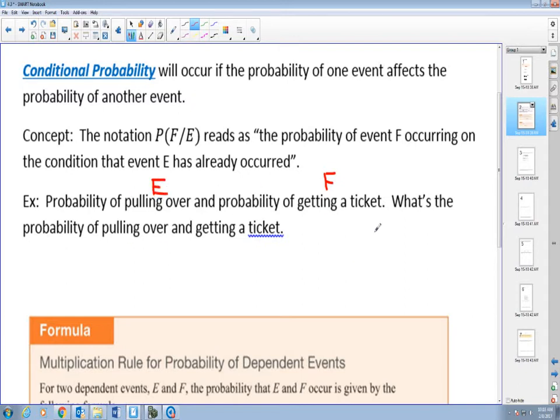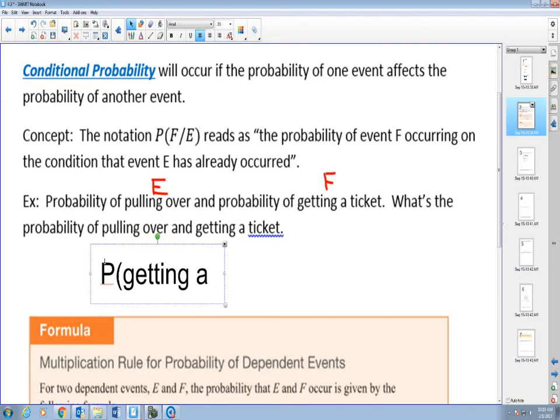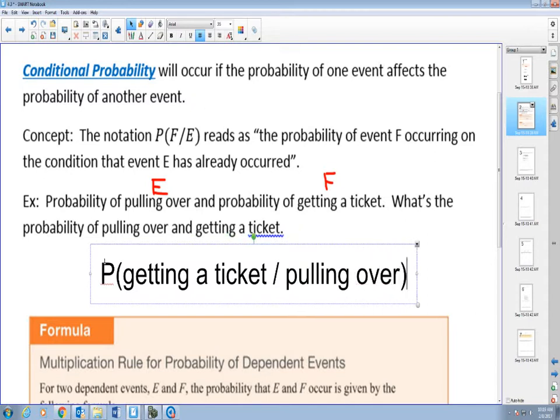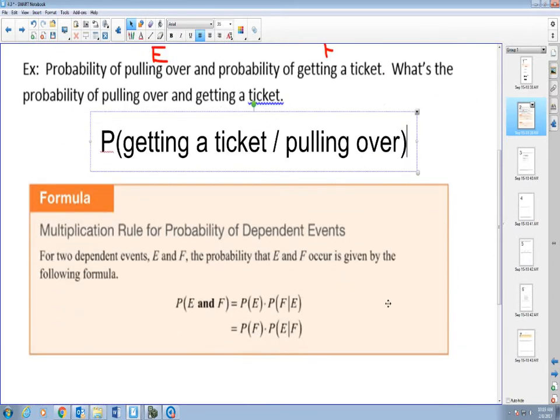So if we just talk about these two things, what's the probability of getting a ticket? This is a dependent event because it is the probability of getting a ticket, given that the first event already occurred, which is getting pulled over. I know you can actually get a ticket without getting pulled over, because of the camera systems some streets have. But getting a ticket is the second event, given that the first event already occurred. That's called a conditional probability.